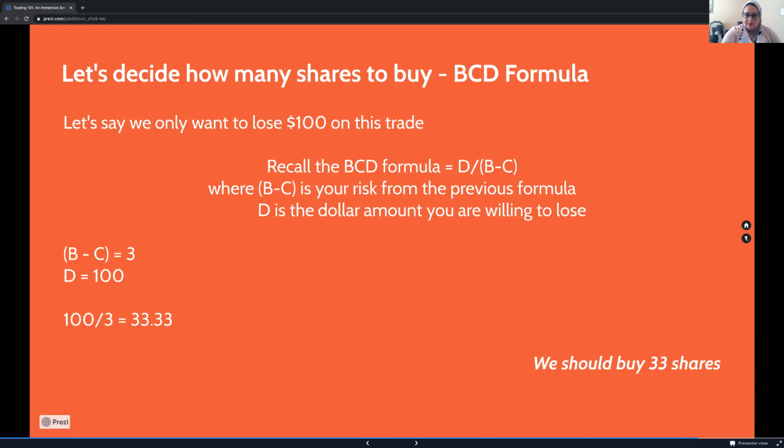Okay. How many shares do we want to buy? For this example, just for simplicity's sake, we set the amount we are willing to lose as $100. You can go back in and do this example again and change that amount. If you're only willing to risk $20 on this, go ahead and change it to 20. If you're okay with risking more, go ahead and come back to this and change it. So we're going to do 100 divided by 3 because that was our risk in the previous formula.